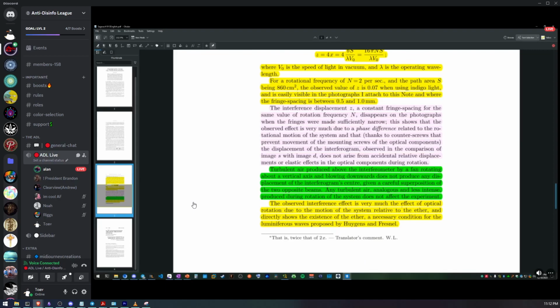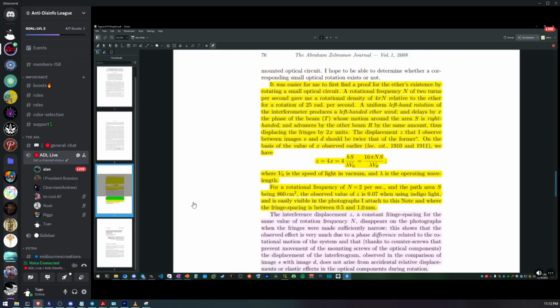due to motion in the system relative to the ether, and directly shows the existence of the ether, a necessary condition for the luminiferous waves proposed by Huygens or Fresnel. So the detection of motion through the system relative to the ether.